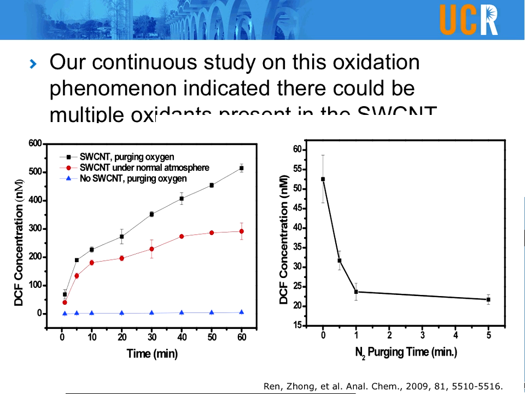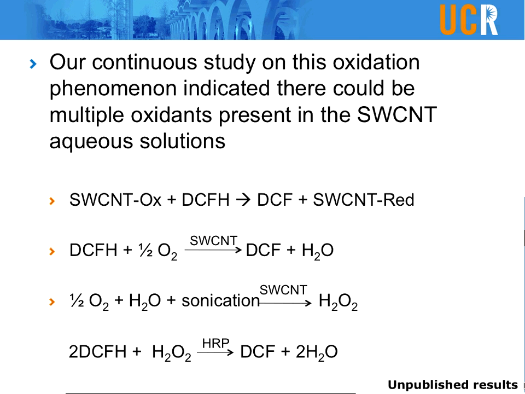Why is that? Actually, right now, our research revealed that there are multiple oxidation species in the solution. Very interestingly, the carbon nanotube itself can be an oxidation agent. And then the second one is the oxygen in the atmosphere. And then if we store the nanotube solution for a long time and also sonicate it constantly, from time to time, it will generate hydrogen peroxide in the solution.